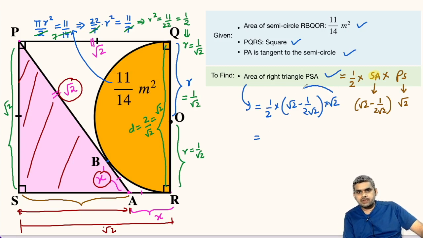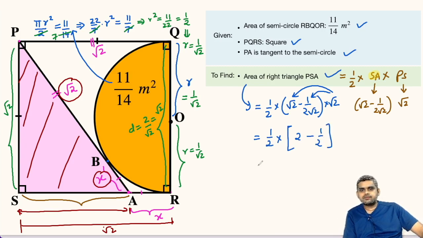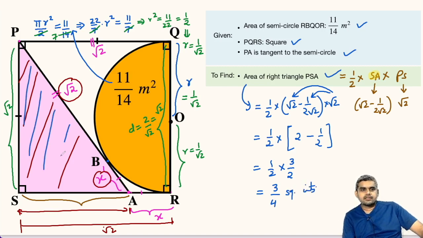Now we will multiply root 2 with root 2 and with the other term. So this will be half times root 2 times root 2 is 2, minus this will be half. So half multiplied with 2 minus half is 3 by 2. So this will be 3 by 4 square units. So the area of this triangle PSA is 3 by 4 square units.